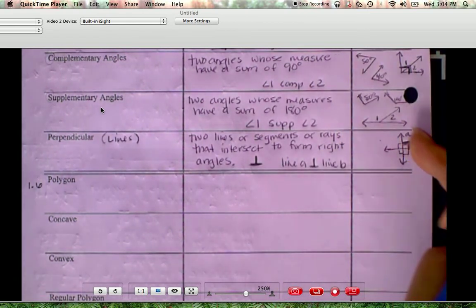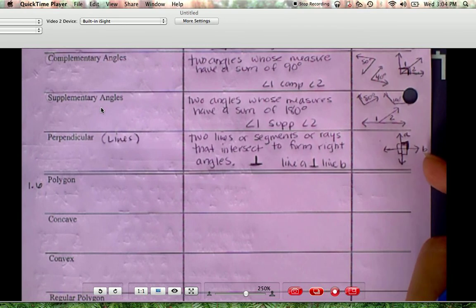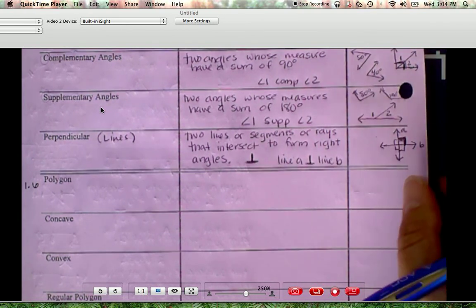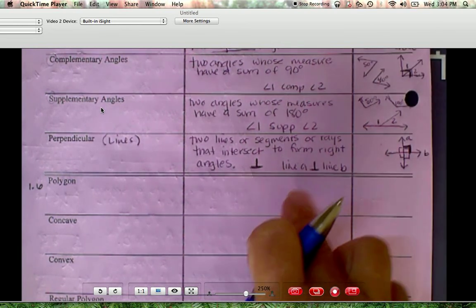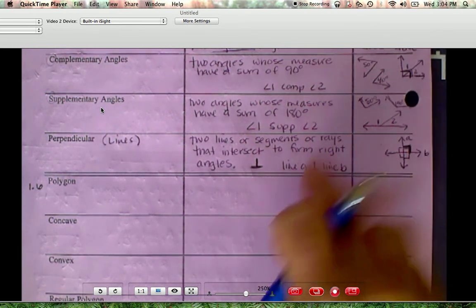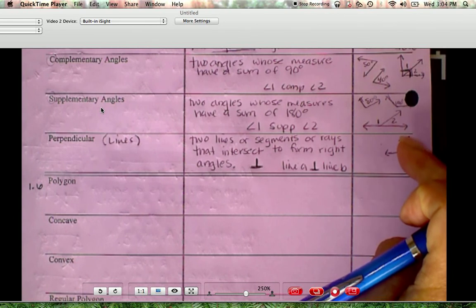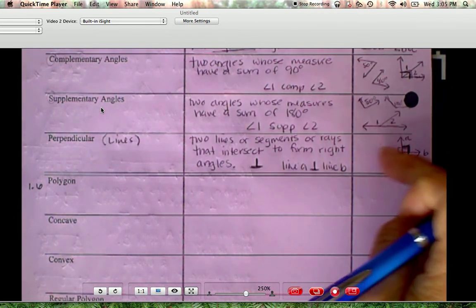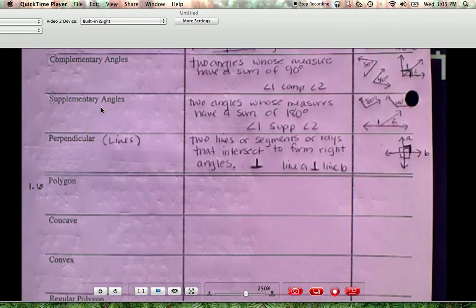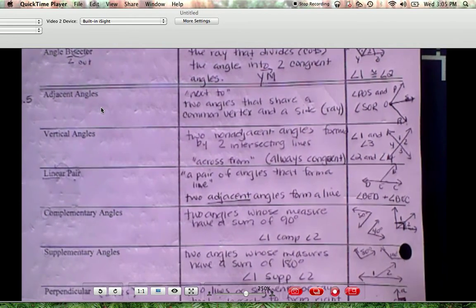Remember, if there's a floating lowercase letter at the end, then we can use that to state line A, line B, and they're perpendicular to each other. If there were points along it, we could say segment BC is perpendicular to segment DA, whatever those points happen to be. This is just one way you can do it. Okay, so those are your 1.5.